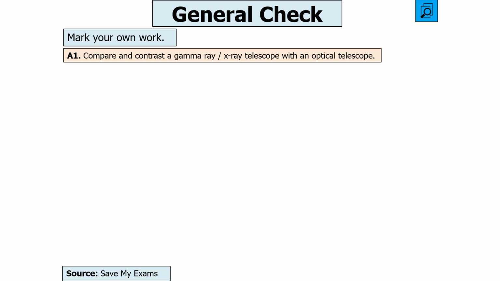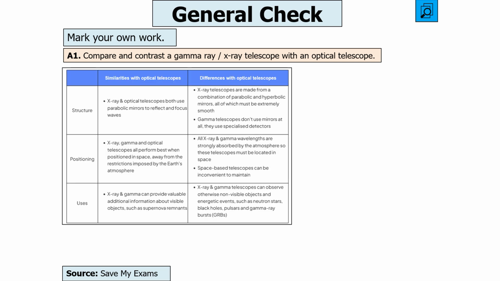Right, in this first one, what can we say? Well, the structure of X-ray and optical telescopes are similar because they both use parabolic mirrors to reflect and focus waves. Now, X-ray telescopes are made from a combination of parabolic and hyperbolic mirrors, which are going to be very smooth because of the low wavelength of an X-ray or gamma ray. And gamma ray telescopes don't use mirrors at all, but they'll use specialized detectors and grazing mirrors to ensure that the telescope works.